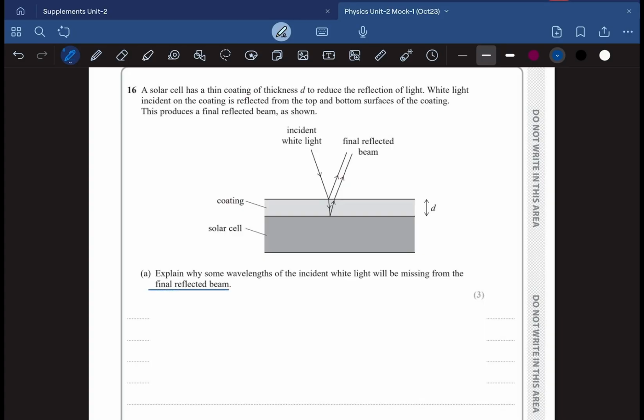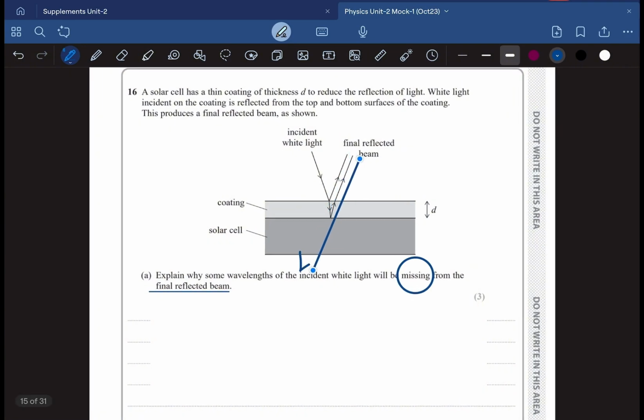Now, right after reading this question, right after seeing this word missing, there is only one thing that comes to my mind. There will be either like that, thus when they come, they will be straight transmitted through the solar cell.